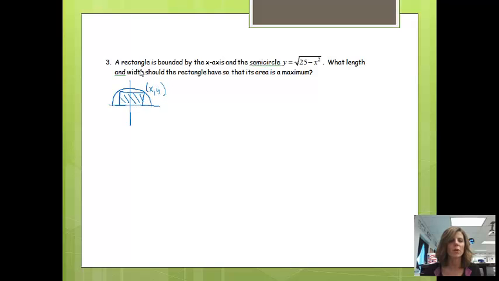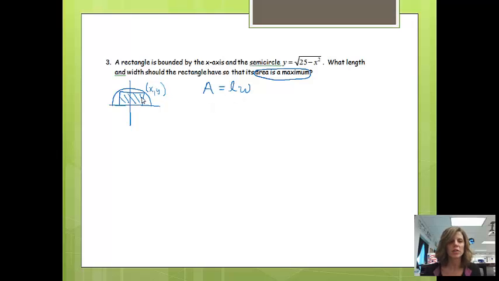Okay, so it says what length and width should the rectangle have so that its area is a maximum. So we need a formula for the area. So I'm going to put area equals, this is a rectangle. The area of a rectangle is length times width. So now I just need to figure out in terms of x and y what the length of that rectangle is and what the width is. All right.